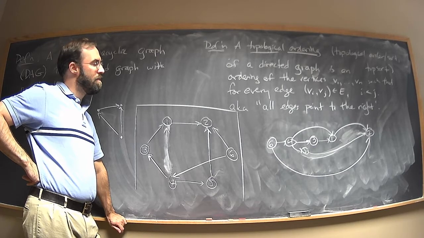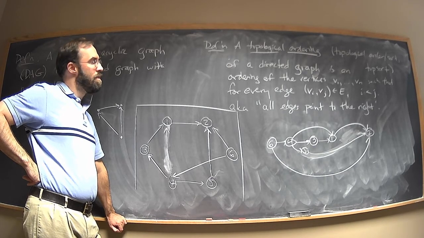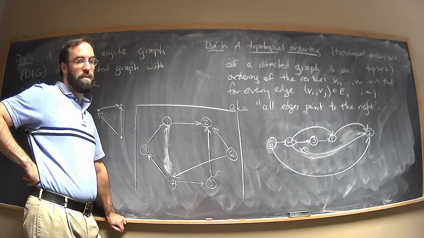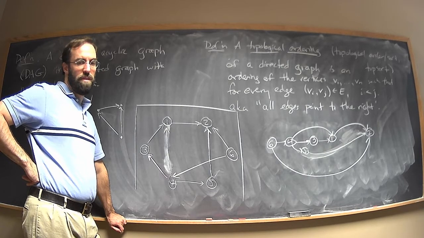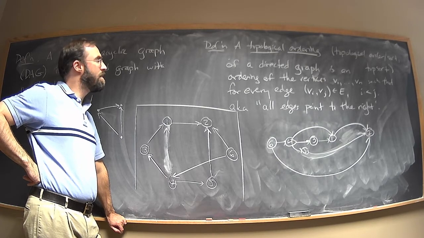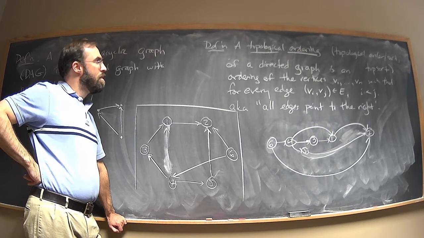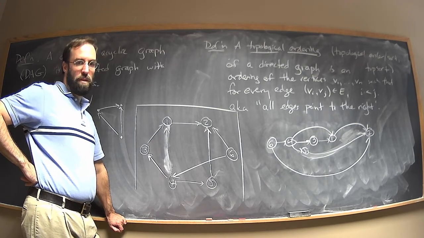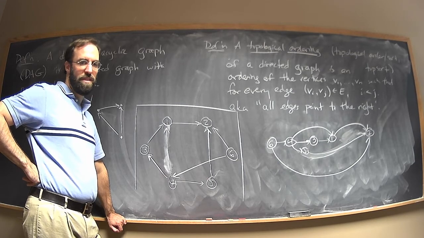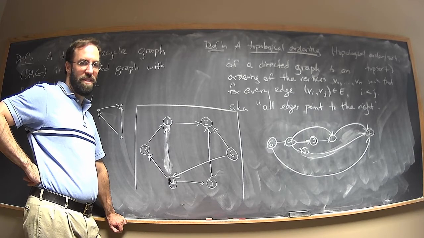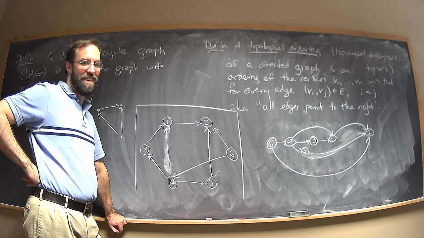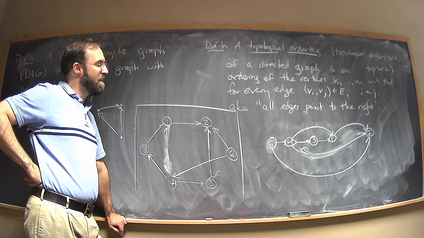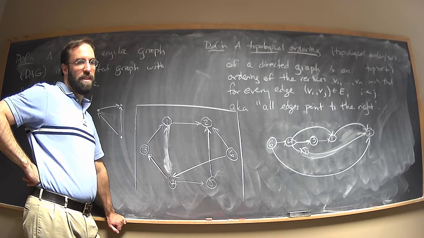I'll guess if and only if. Okay. How many people vote for if and only if? Okay. Anyone want to vote that a DAG definitely has a topological ordering, but there could be other kinds of graphs that also have a topological ordering? Nope. All right. You're right. It is an if and only if.